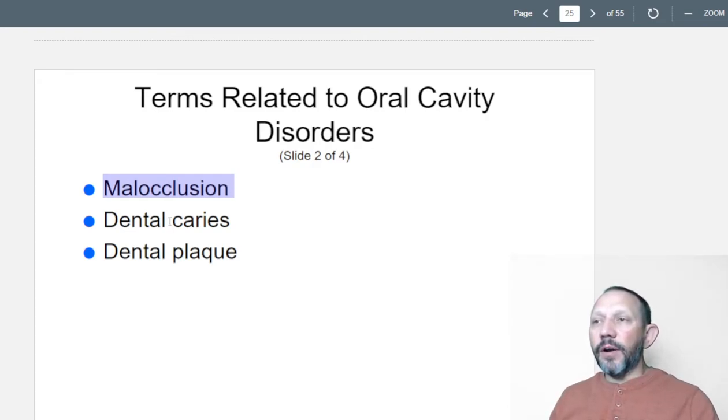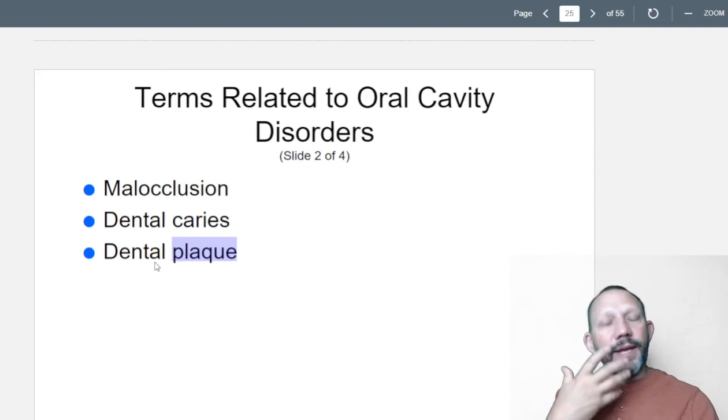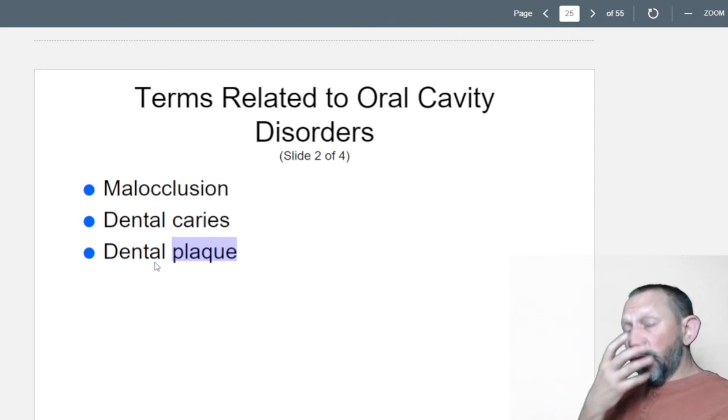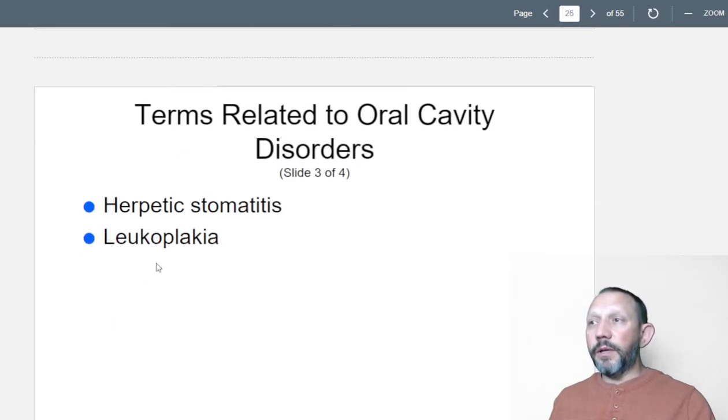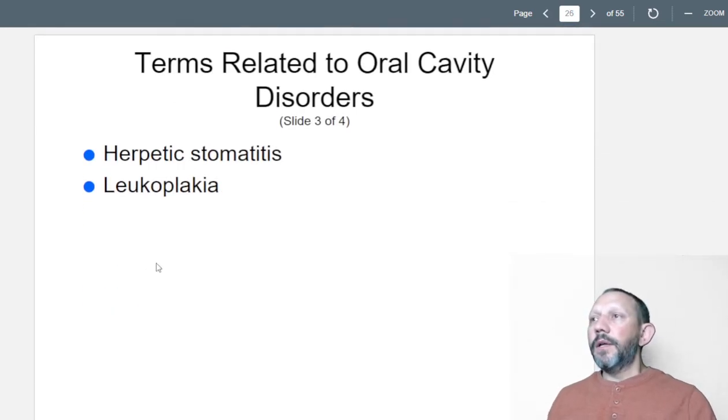Dental caries are cavities, and dental plaque or plaque. Dental plaque is the stuff that your body builds up. Now, it can be calcium based too, so it's pretty tough to get rid of, and you have to scrape it off. That's what you guys will probably be doing if you're going to become dental hygienists. Terms related to oral cavity disorders, herpetic stomatitis.